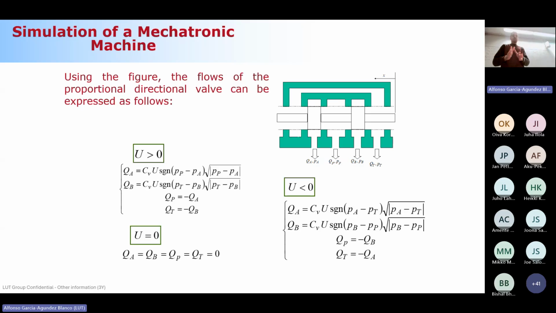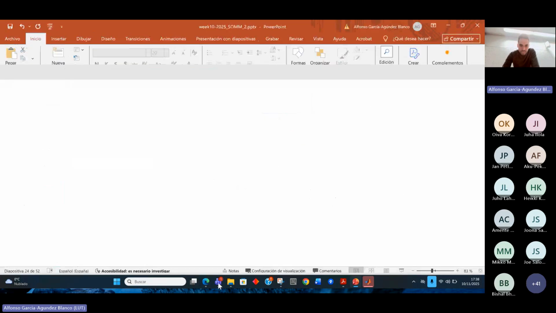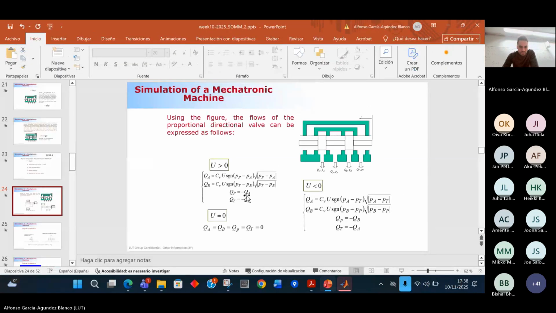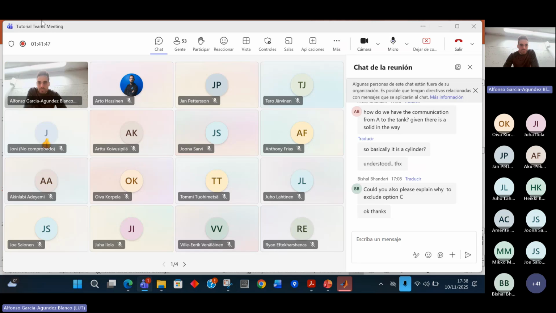This is very important. In the exam, you will probably have something similar to this, okay? So you need to learn how to write the equations for the volumetric flow rates depending on the configuration of the directional control valve, okay? Clear? For the students online, did you understand it? Yes? Let me see if there is some reaction, okay? There are some.